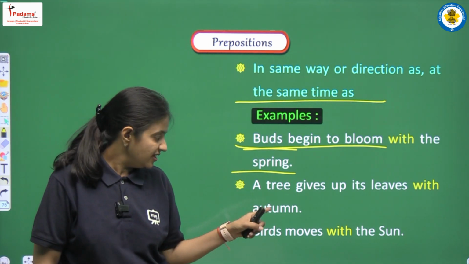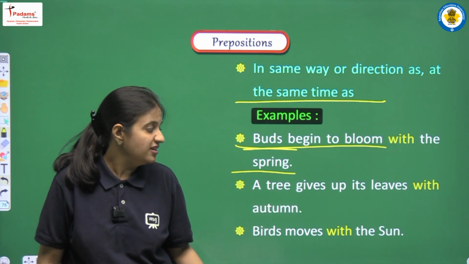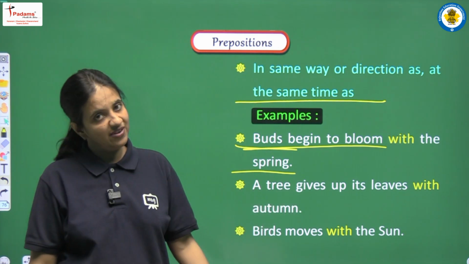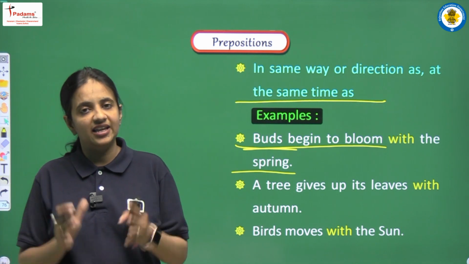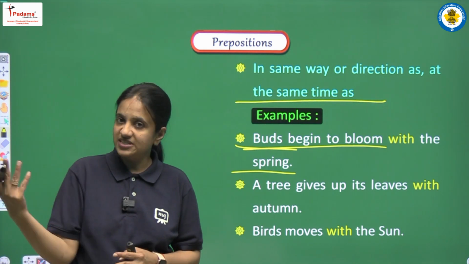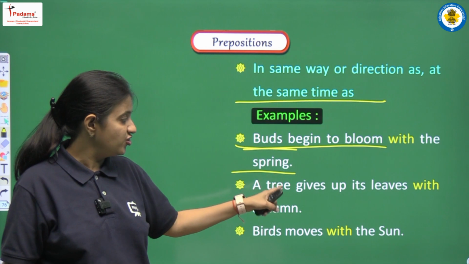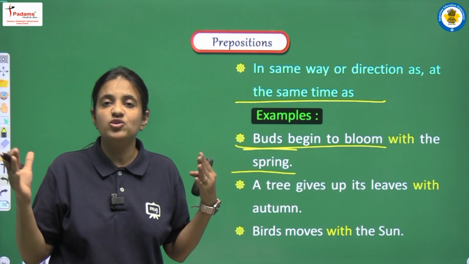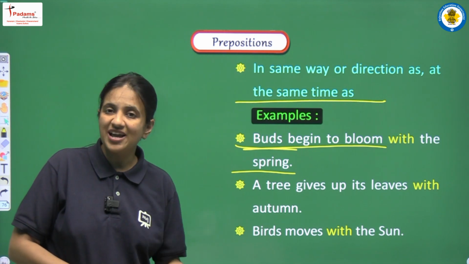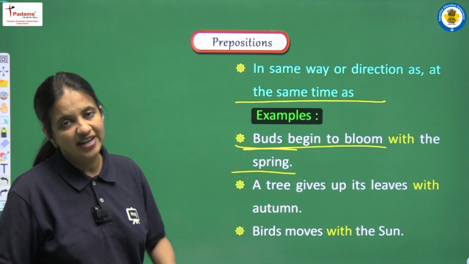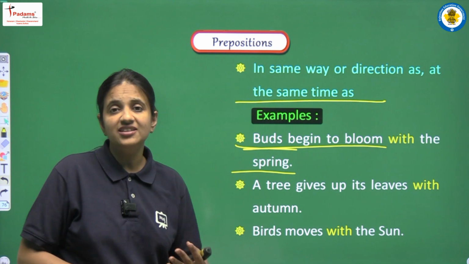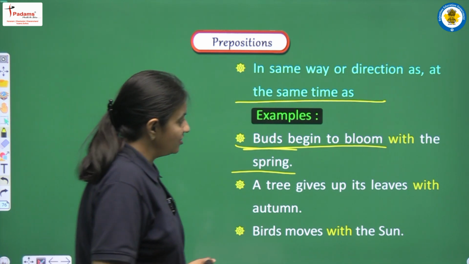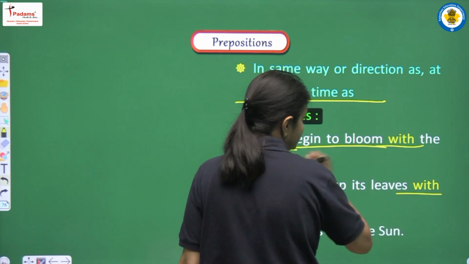Okay. Next is, a tree gives up its leaves with autumn. Again we are trying to show two different things: one, there is the autumn season, and the second is that the trees give up their leaves. So these two things actually happen together at the same time, right? So we are trying to indicate the same time, the same direction, the same action, and this is the reason we are having "with" here in these examples.